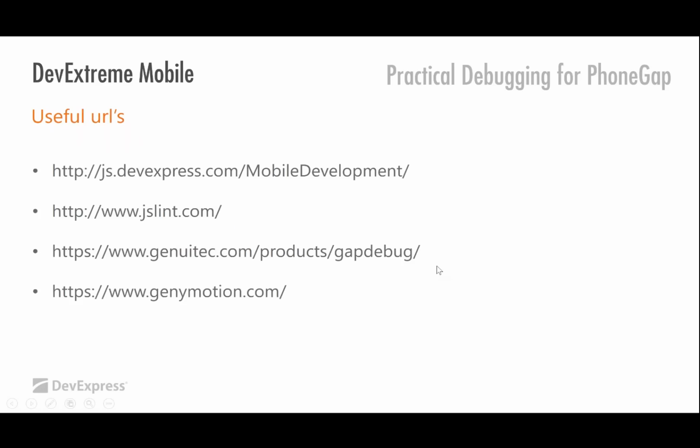All right, let's step through some of the URLs for being able to do some of this stuff. Now, obviously, DevExtreme, we find that being able to create packaging for the 3 major app stores available at js.devexpress.com and the mobile version at Mobile Development. JSLint was the one that Julian mentioned a little earlier. Of course, there's other tools out there, but JSLint.